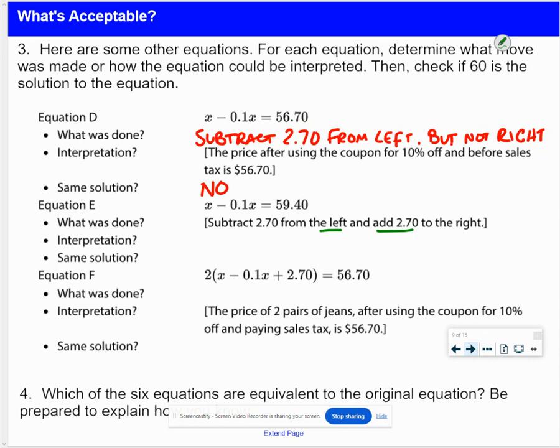For equation F, they have basically the same equation here, but they're going to do this right here. They're going to multiply this side by 2, but they did not do that on the other side. So they just multiplied the left side by 2, but not the right side. So the interpretation would be if you bought 2 pairs of jeans, that would make sense for that. But again, they didn't change what was on the right-hand side. They didn't double the actual cost. So that doesn't work. Will it give me the same solution? No, it does not.